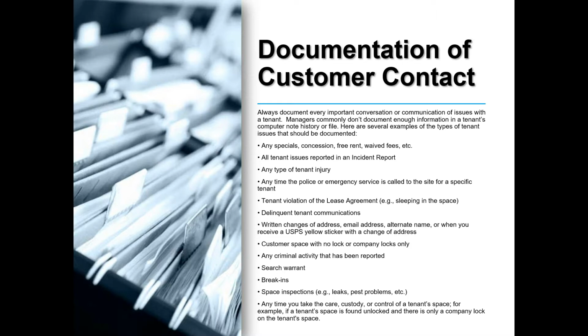Other things like the tenant getting injured on the property, that's very important. Anytime a tenant gets hurt, it needs to be in their notes. Anytime the police or emergency services are called, that's an incident report, and that information needs to also go into the software, into the notes. Any tenant violations, these are people who sleep in the space, that tailgate other people and keep going in that way, or walk in as somebody else, puts their code in. So those type of violations.